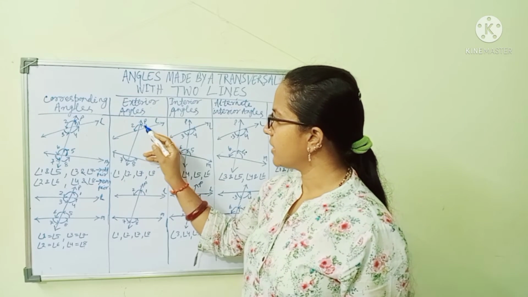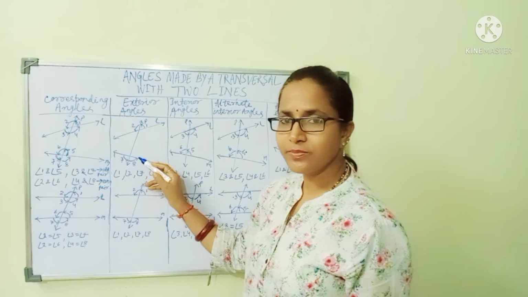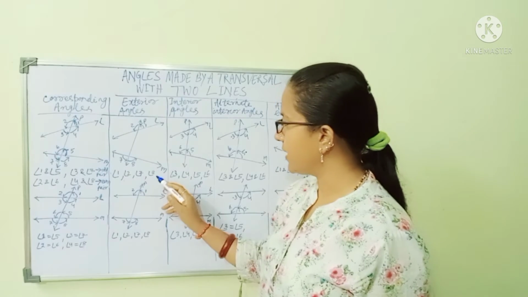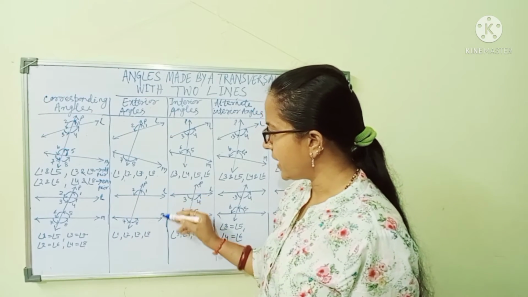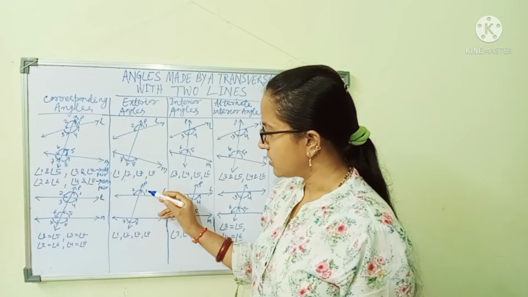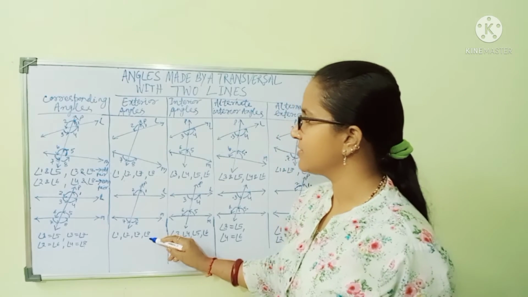The exterior angles are 1 and 2, 7 and 8. They are the exterior angles. The same thing holds when the lines are parallel: if L and M are parallel lines and P is the transversal, then 1 and 2, 7 and 8 are the exterior angles.